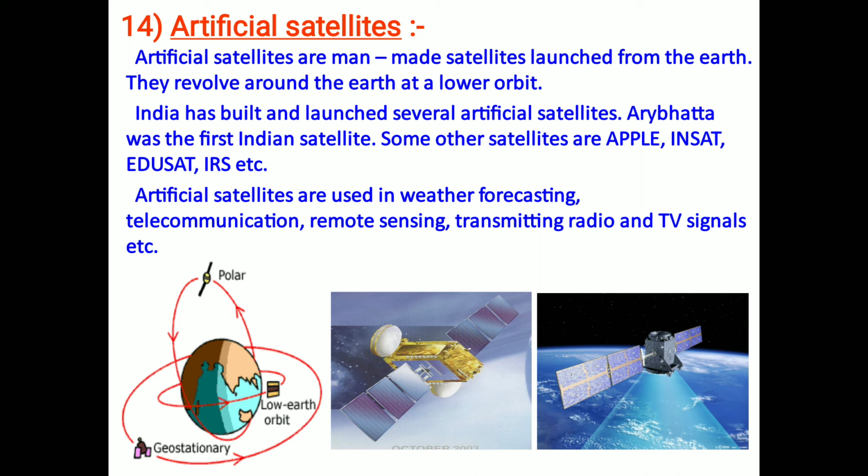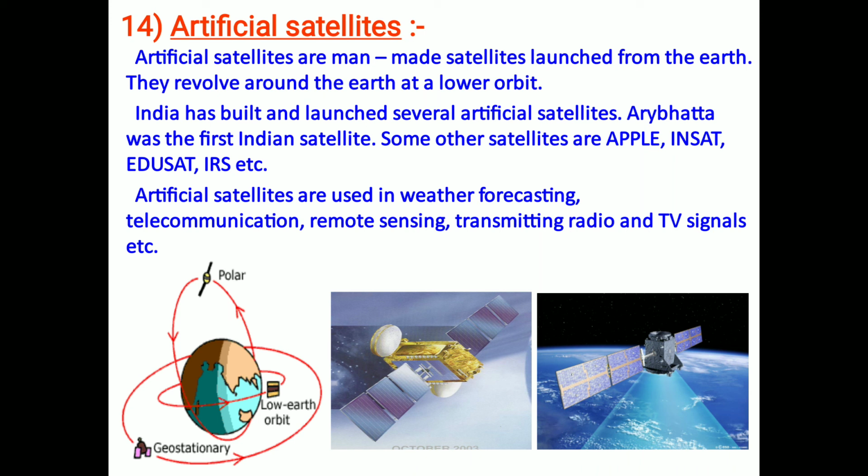Artificial satellites. Artificial satellites are the man made satellites launched from the Earth. They revolve around the Earth at a lower orbit. India has built and launched several artificial satellites. Aryabhatta was the first Indian satellite.